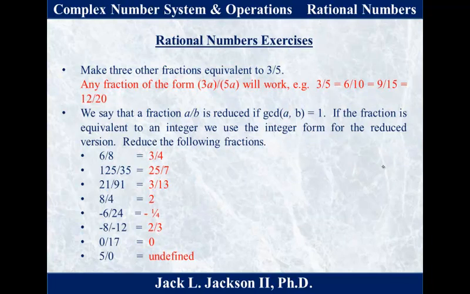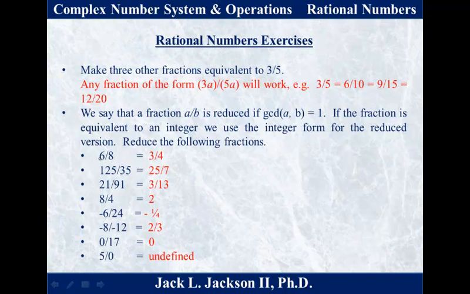So any fraction of the form 3 times A over 5 times A will work. So, for example, if A is 2, we've got 6 over 10. If A is 3, we get 9 over 15. If A is 4, we get 12 over 20. And there are infinitely many different possibilities here. But there's only one reduced version.